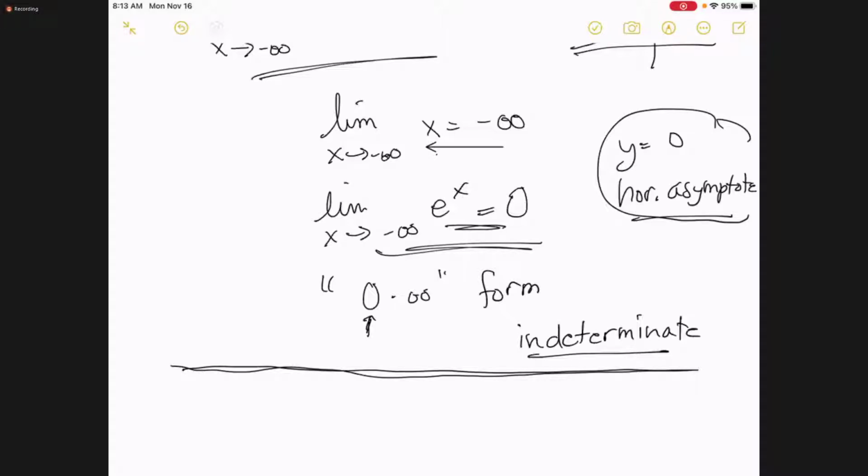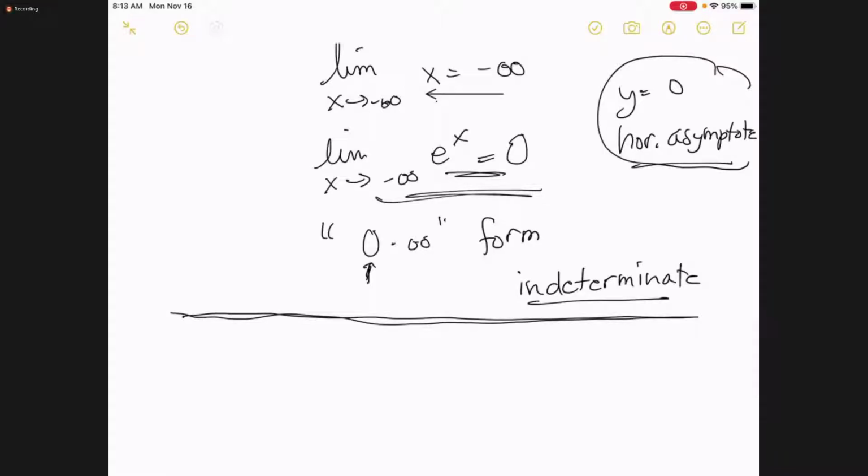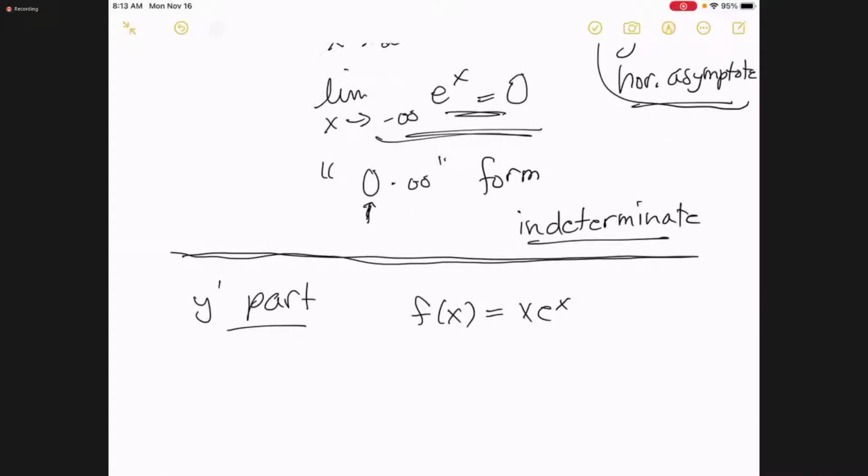All right, so we did domain, intercepts, asymptotes. Next thing is to look at the calculus, the y prime part. We have f of x, and if I take my derivative and get my critical numbers, I can get my intervals of increase and decrease and my local maxima and minima, just like before.